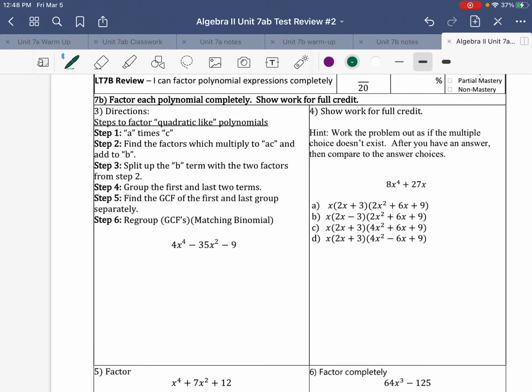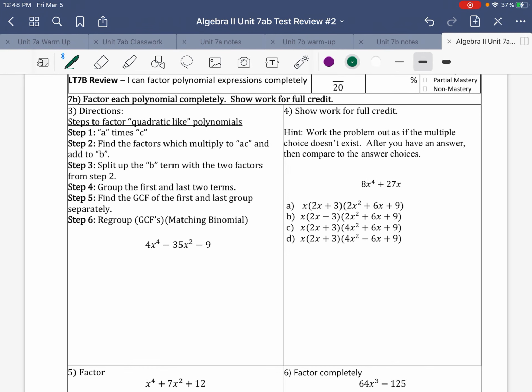All right, for number 3. So it is a trinomial, so we're going to look to do a times c. So a times c is negative 36. And what two numbers multiply to negative 36 that add up to negative 35? Well, that happens to be just negative 36 and 1. Use the Punnett Square.